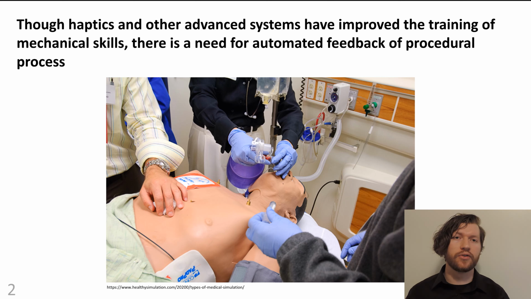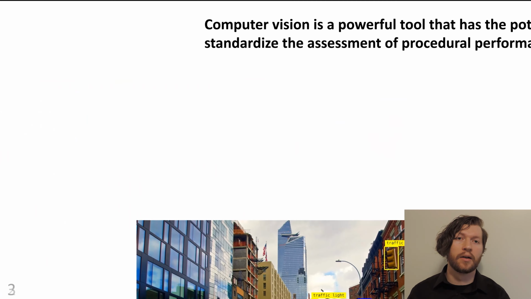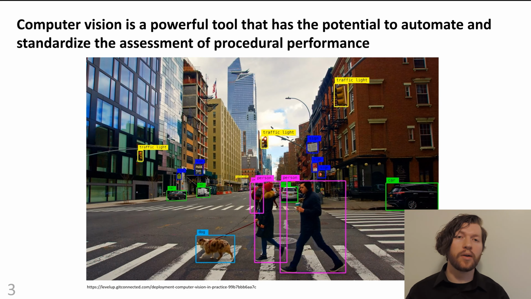The use of experts during training is expensive, and their feedback can be subject to bias. The development of automated systems to replace expert oversight has the potential to improve training while reducing costs. Computer vision is one method which could be used to automate and standardize this evaluation process.